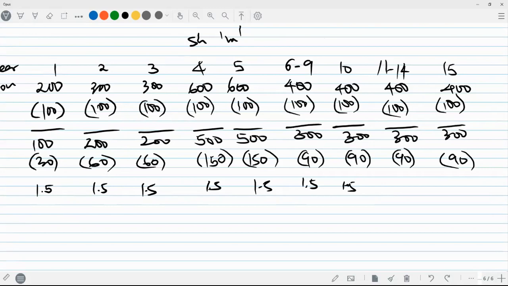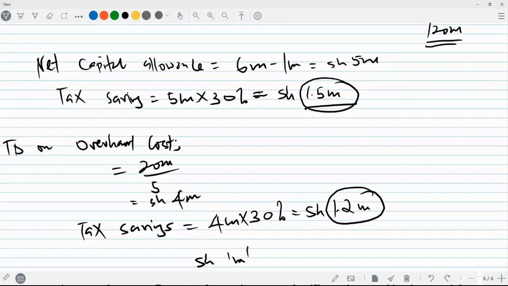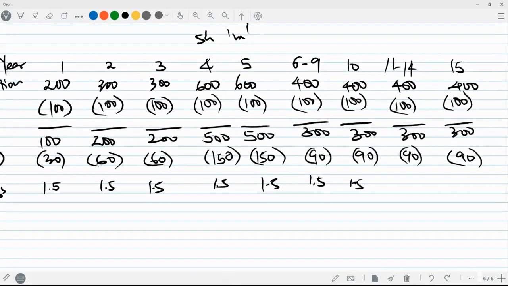However, from year 11 to year 15, don't forget, we have 1.5 already, plus what you'll be earning because of the overhaul cost, 1.2 million. So combined, you'll be getting 2.7 million, from year 11, after the overhaul cost, until the end of the life of the investment. That is 1.5 plus 1.2, giving 2.7. Is that clear? From year 11 to 15 it is 2.7: the 1.5 we already have, plus the tax savings because of the overhaul cost incurred in year 10.